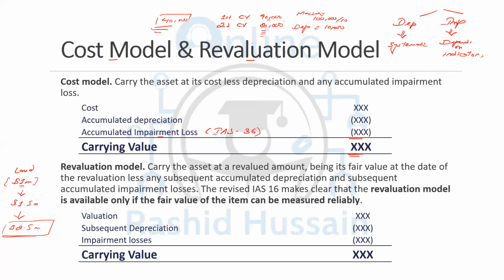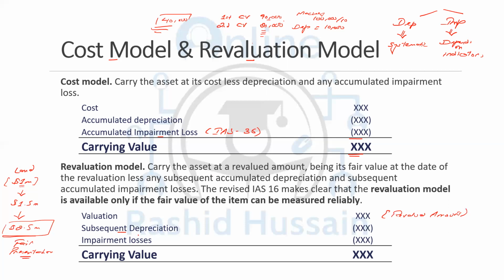So that means when you have certain assets which are changing their value frequently in the market, and that change is substantial, then you are going to keep those assets on the revaluation model so that you get a fair presentation. We are just doing it for the fair presentation, nothing else. In the revaluation model, the revalued amount is taken, and then we are going to deduct the subsequent depreciation.